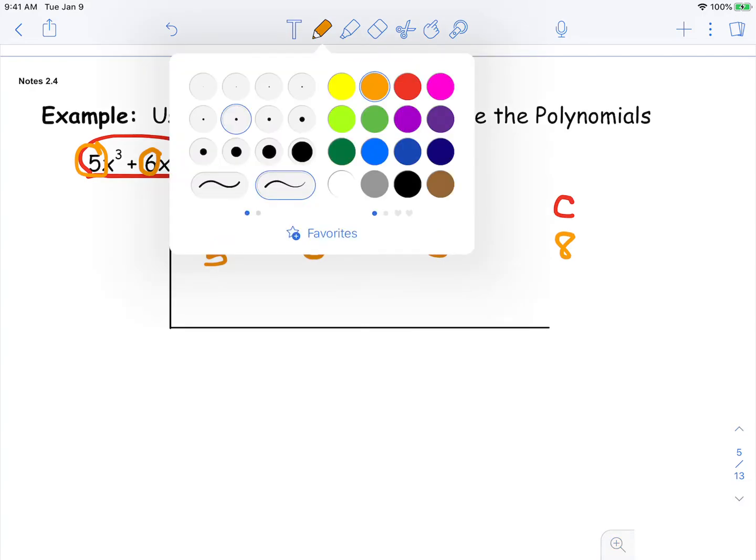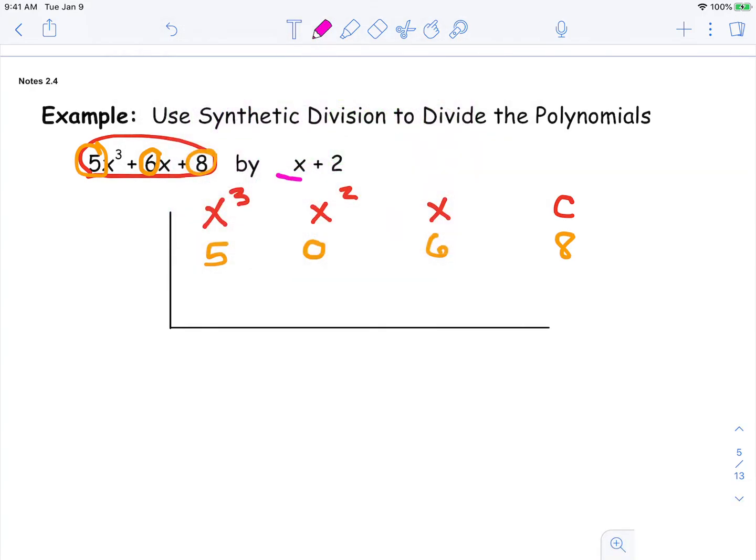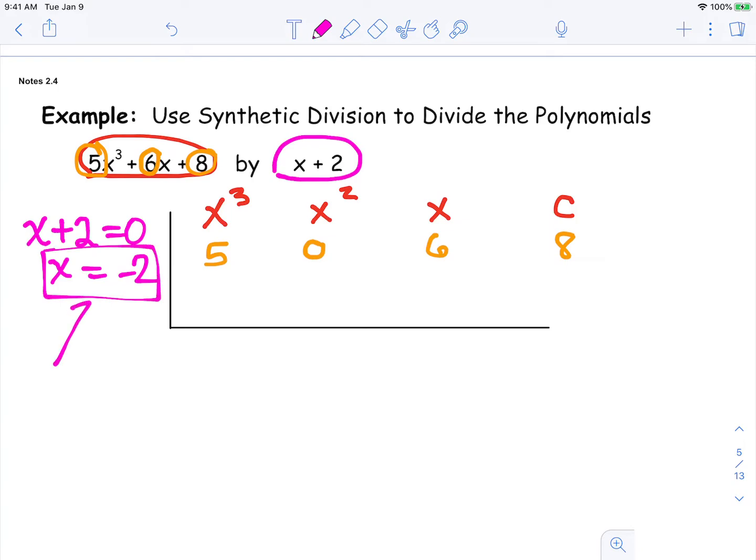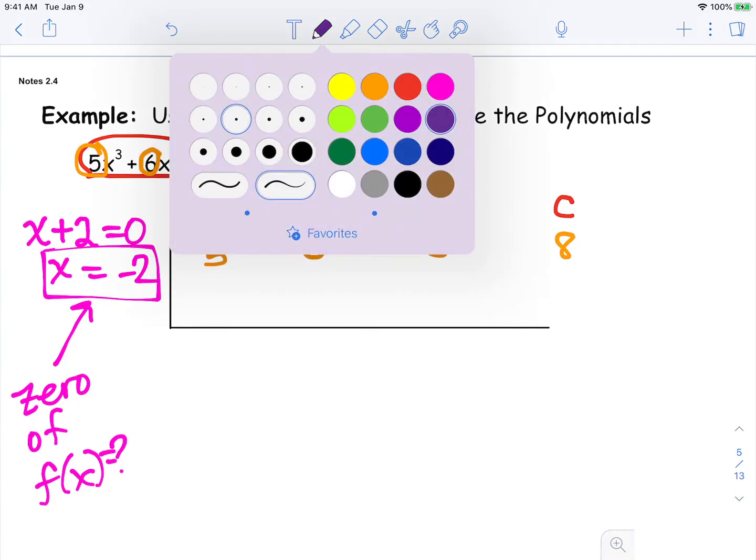Now, the second polynomial that you're dividing by is going to go out here, but we're going to set it equal to 0 and solve for x. So this is what we're going to use. Later on, we're going to hope to see that this is maybe a 0 of the function. So I'm going to put a question mark for now. I'm not sure if it is. All right, so we have this set up. Now we're going to go ahead and use synthetic division.